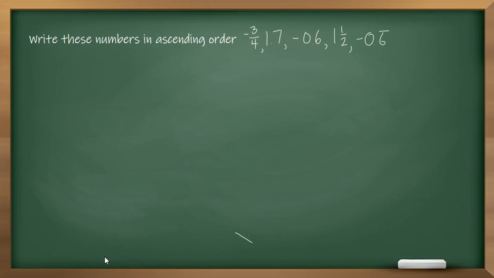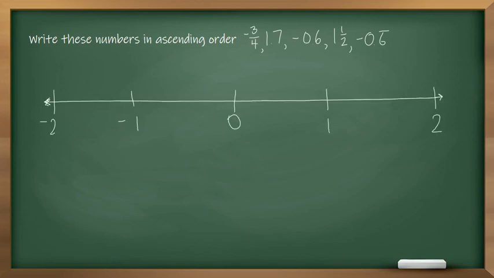The first thing I'm going to do is actually just sketch out a number line. It's just a basic number line. It doesn't have to be perfect, it's just to give us an idea of where the numbers are. Then I'm going to look at the numbers I've been asked to compare. I have negative 3/4, 1.7, negative 6/10, 1.5, and negative 0.6 repeating.